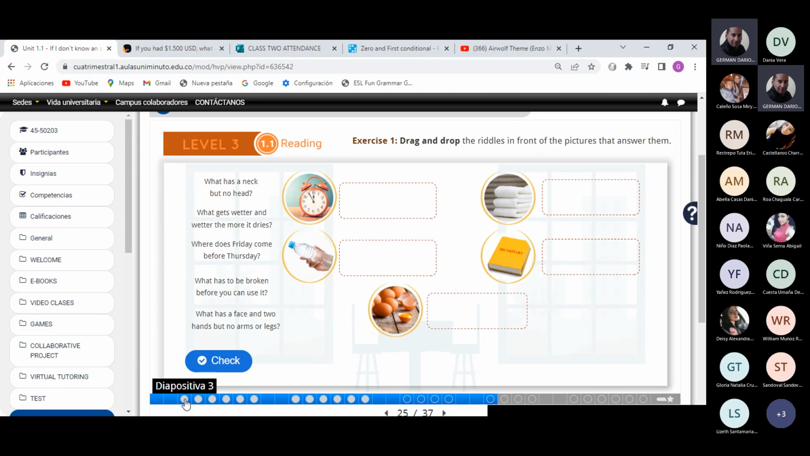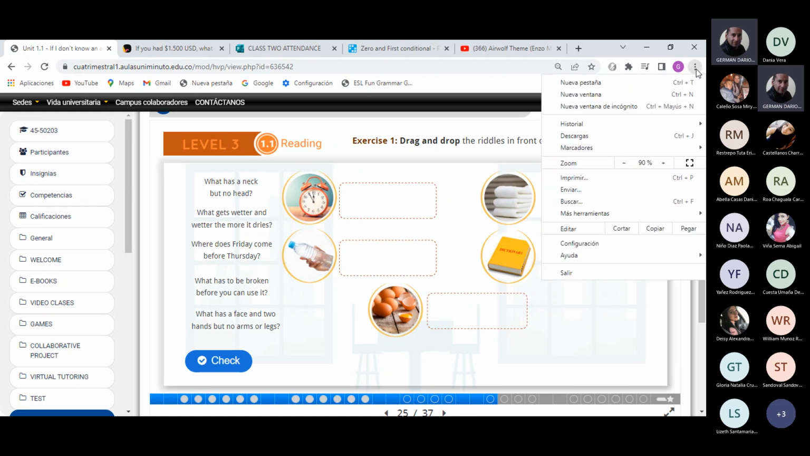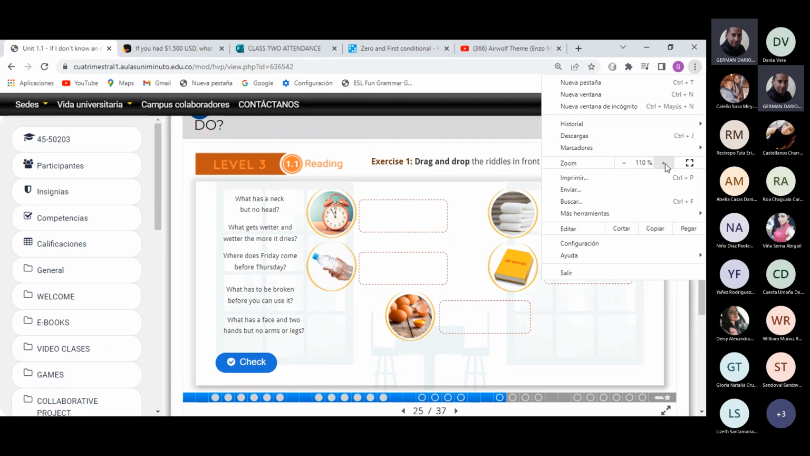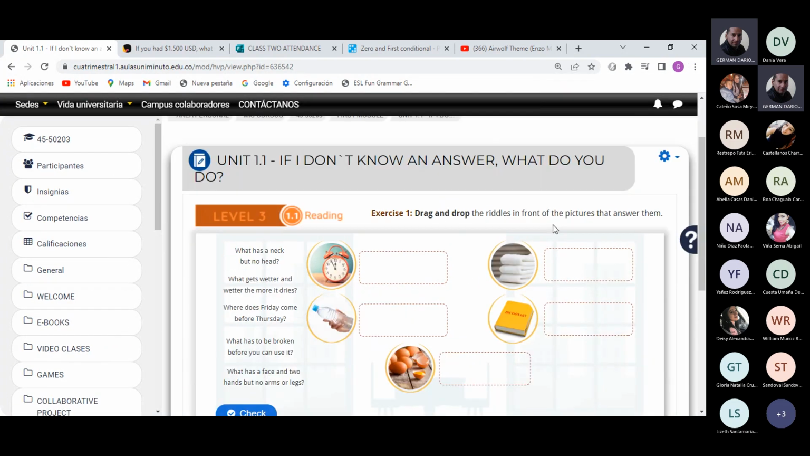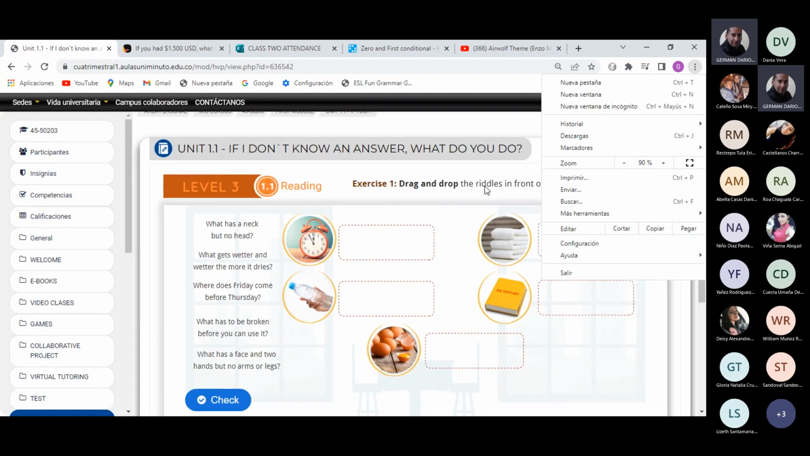Les tiene que salir estas diapositivas, ¿sí? Si a usted no se le visualizan estas diapositivas es porque el zoom está muy grande. Entonces lo que tenemos que hacer es irnos a estos tres punticos que están a la derecha, le hacemos clic y lo dejamos en 90 u 80%. ¿Listo? Si lo dejamos en 100%, se me desaparecen los punticos. Entonces la idea es que vamos al zoom y lo dejamos en 90%.